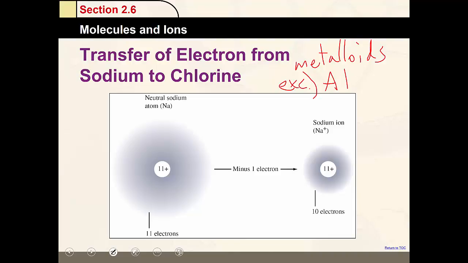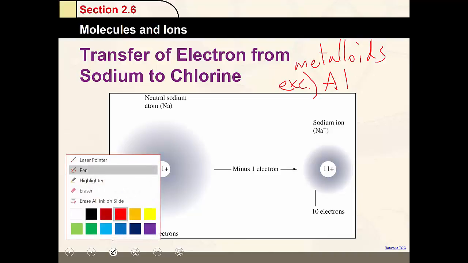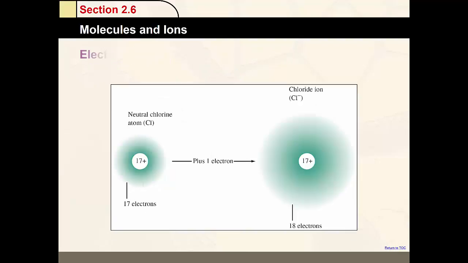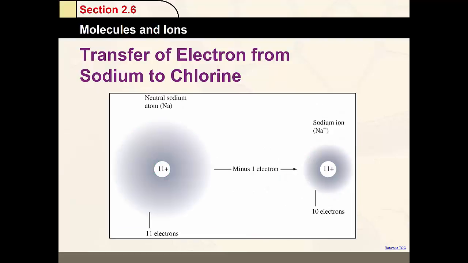Okay, so now we're going to talk about how ionic bonds form. So here we're going to talk about how salt forms, so how an electron transfers from sodium to chlorine. Alright, so first off, a sodium atom. Every atom is neutral, so it has an equal number of protons as it does electrons. So since sodium's atomic number is 11, it has 11 protons and 11 electrons.